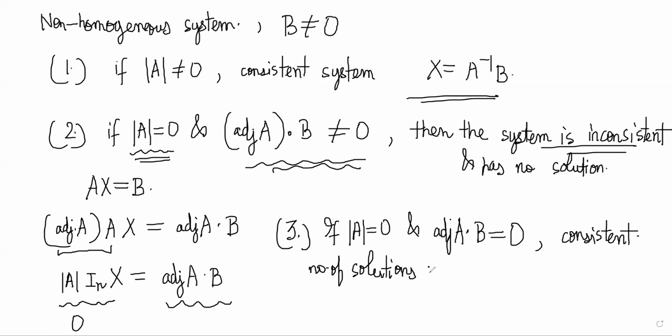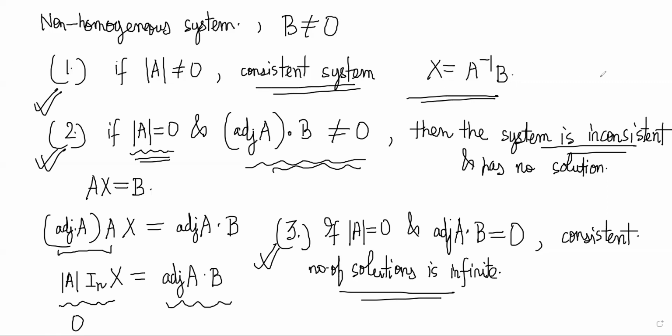The number of solutions is infinite. Technically, what is happening is that both sides are identically 0, so there will be infinite solutions. When we see examples, you will realize why that is happening. But you have to just look at these three as the main conditions. These three are the separate cases with which we can analyze a system of equations which are non-homogeneous.